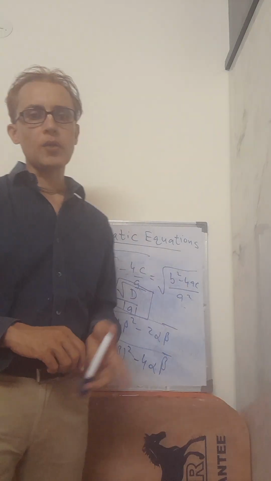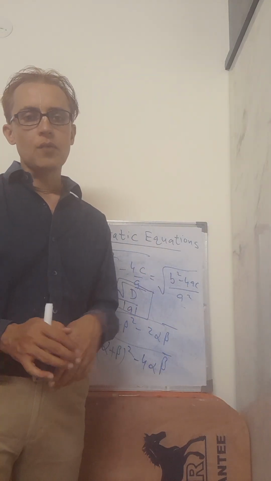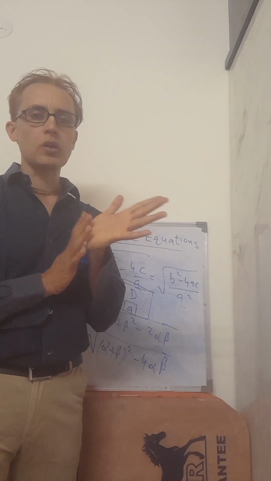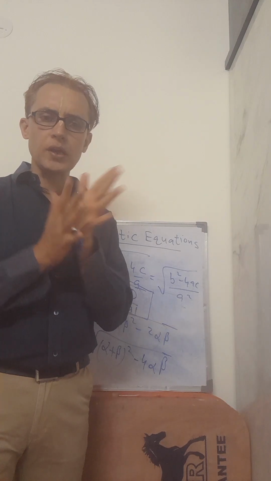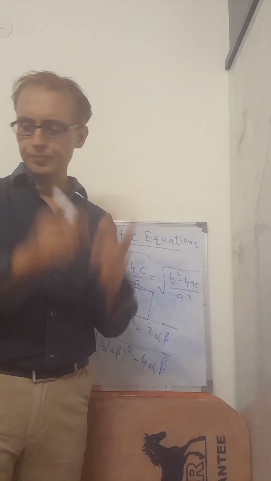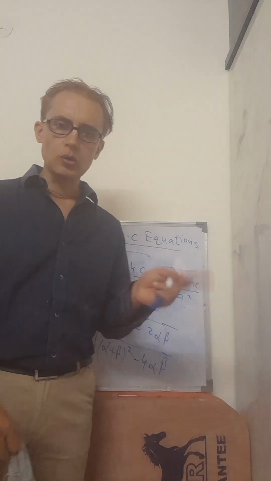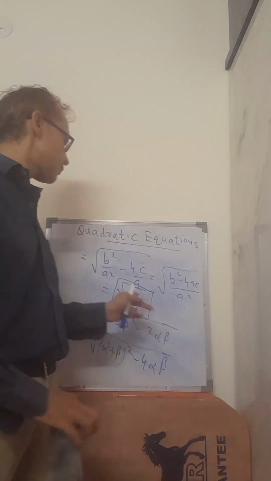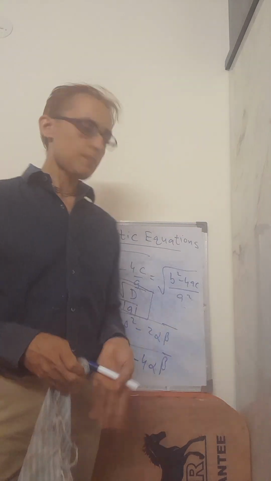Root D by mod A is a formula for the difference of the roots. You're supposed to memorize it. One formula I told you is (alpha plus beta) whole square minus 4 alpha beta. That formula is not difficult; you can easily derive it, because I told you the derivation also, but you're supposed to remember it. But this formula, root D by mod A, is much more important.